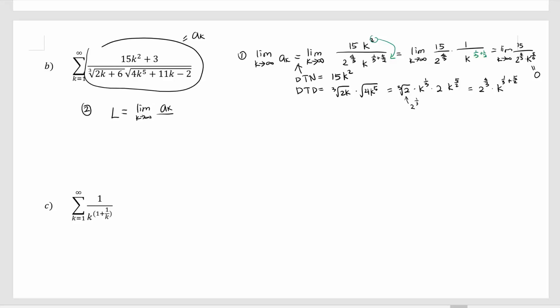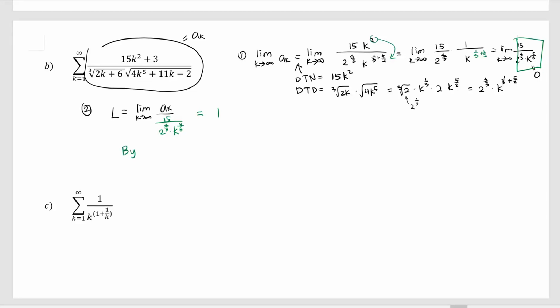What is our b sub k? So this is our b sub k. That's 15 over 2 to the 4/3, k to the 5/6. And we know the limit is 1 because the way we get the p series is by looking at the dominant terms of the numerator and denominator of a sub k. So they behave very similarly at the tail, when k goes to infinity.